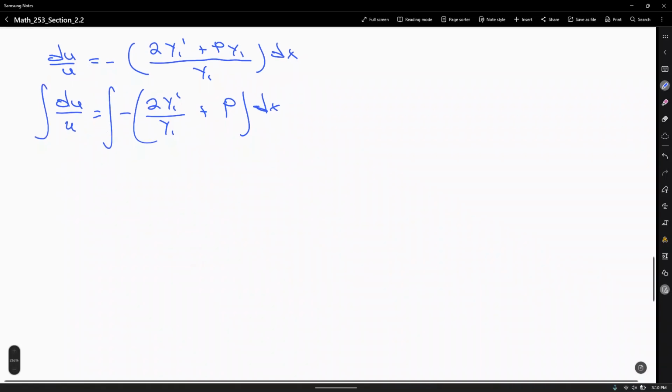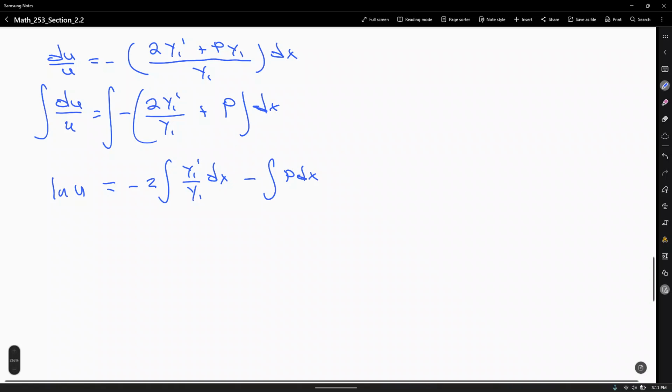That's a separable equation. The integral of du over u is equal to ln of u. Technically I should put absolute value bars, however, I'm going to skip and omit them, and I'm just going to integrate these two. Let me separate this into two integrals. This is minus 2 times the integral of y sub 1 prime over y sub 1 dx minus the integral of p dx. Well, the integral of p dx we cannot evaluate because we don't know what p is right now.